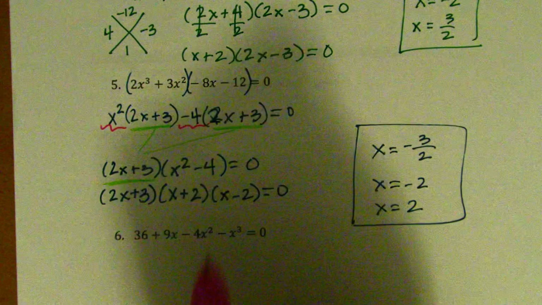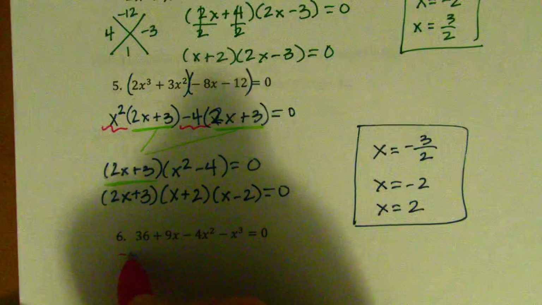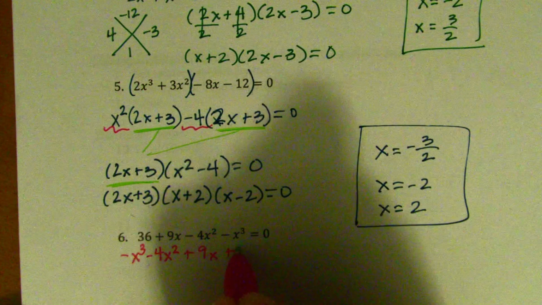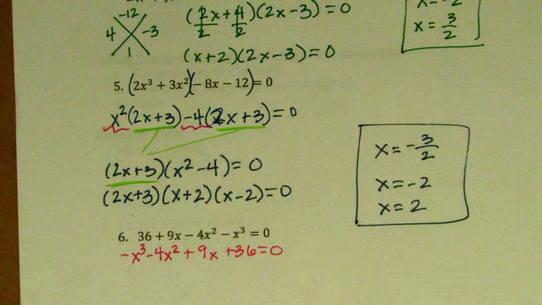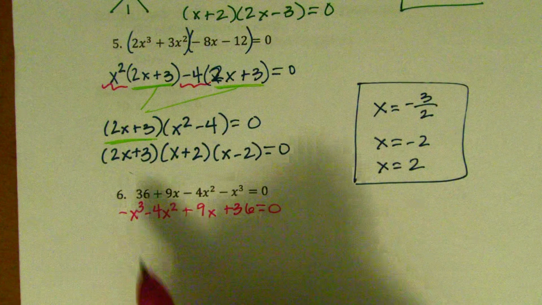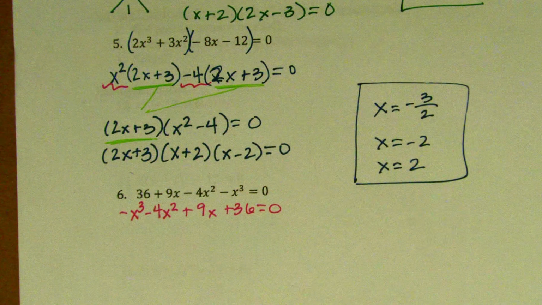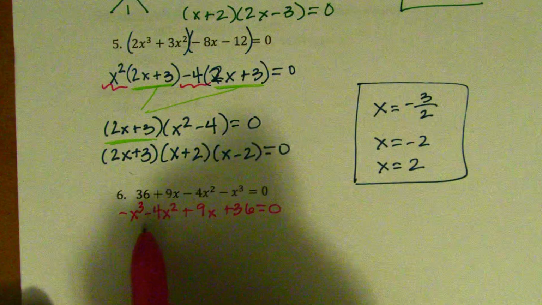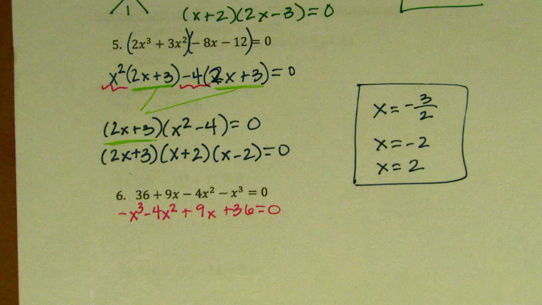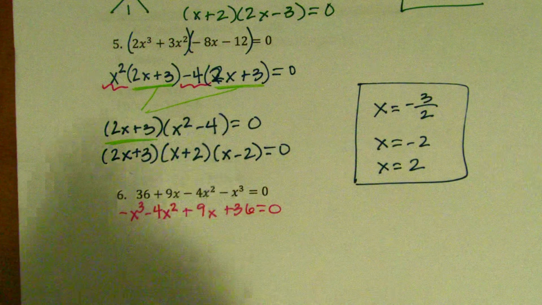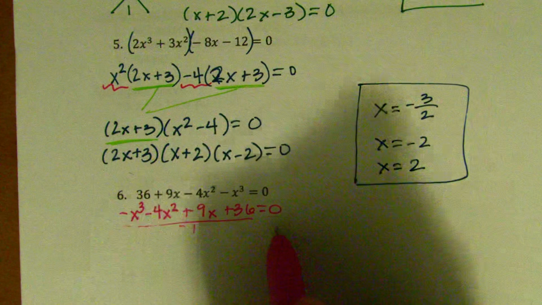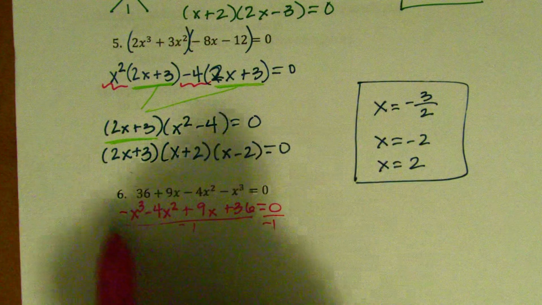So the first thing I recommend is that we get this into descending order. So negative x cubed minus 4x squared plus 9x plus 36 equals 0. And this gets it into descending order here. We can just reorder it like that. And I also notice my leading term has a negative on it. I would rather that be positive. So what I can do is, since we have an equation now, not just an expression, where we were doing factoring by grouping before, I would factor out a negative. Now what I can do is divide both sides of my equation by negative 1. And what that does is it switches all these signs.